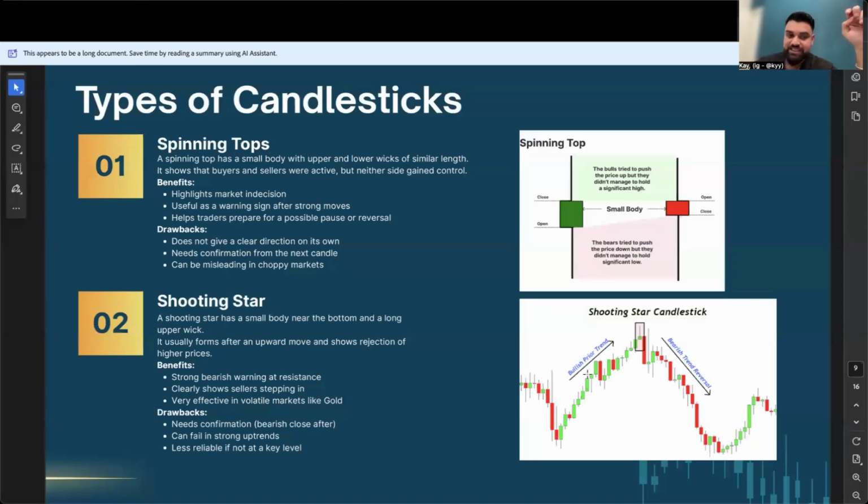The drawbacks are that it needs confirmation, a bearish close after. So it's not just about the hammer or the shooting star being formed. It's about what the next candle did, because that is a major confirmation that a trader needs to look for. It's not just about this, it's about the next move. It's about the three candles. It can fail in a strong uptrend and is less reliable if not at a key level. Okay, very important.